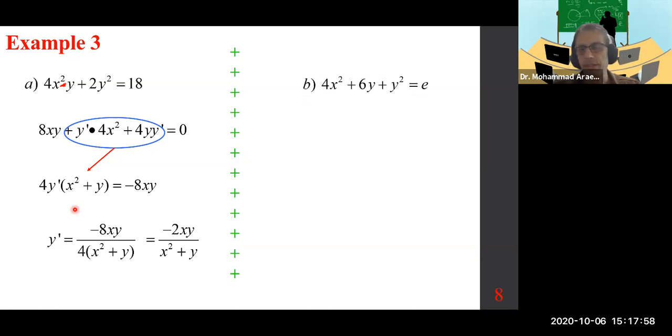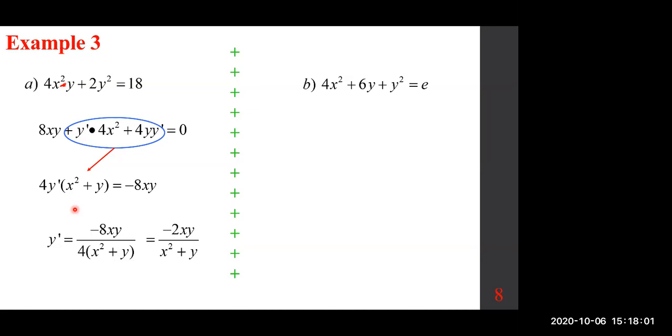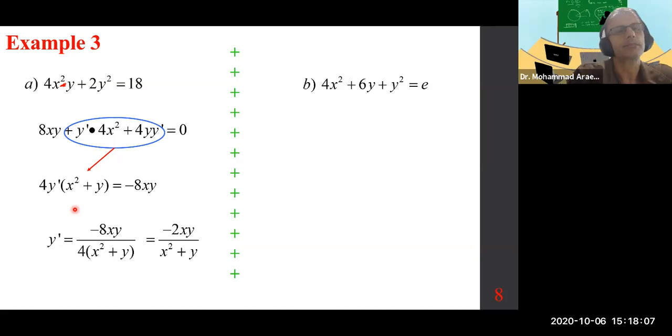Professor? Yes, go ahead, please. Could you please explain how you went from the first step to the second step? I'm a little bit confused. All right, let's do it again. So let's look at this part. 4x squared times y. What is the derivative of 4x squared? This is a product rule, okay? The derivative of 4x squared is 8x times y. What is the derivative of y? dy dx or y prime times 4x squared. You're okay with this part?